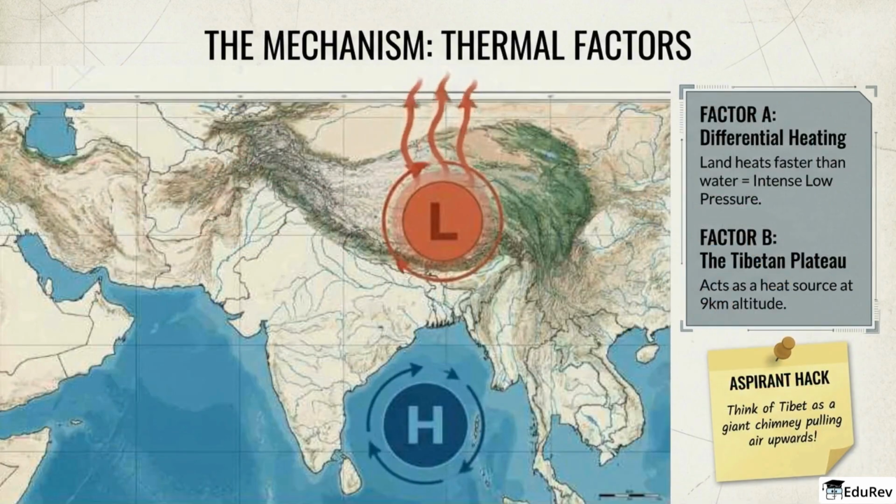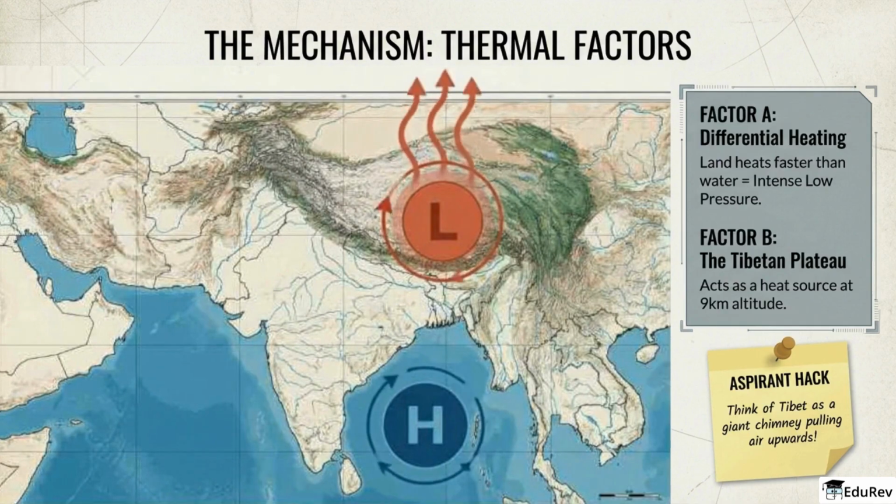To understand the reversal, we must examine thermal contrast. Land heats faster than water. In summer, the Indian landmass becomes intensely hot, creating low pressure. The surrounding oceans remain relatively cooler, maintaining higher pressure. Air always moves from high pressure to low pressure. Now add the Tibetan Plateau. At high altitude, it acts as a powerful heat source, intensifying low pressure over northern India. You can imagine Tibet as a massive chimney drawing air upward, strengthening the inflow.